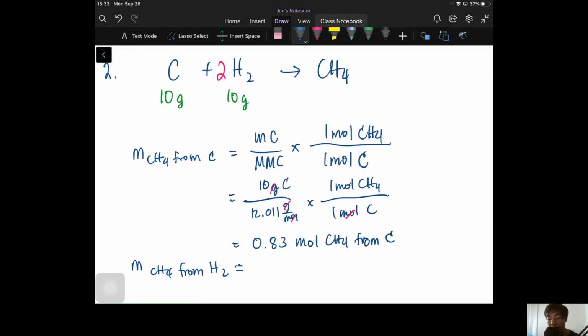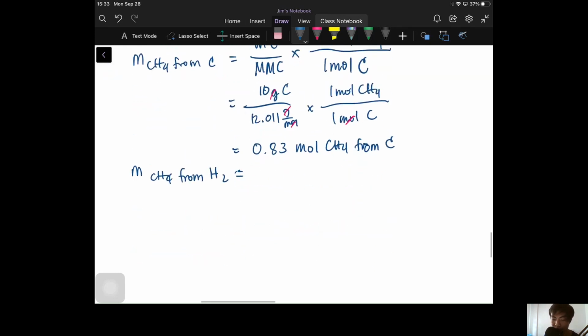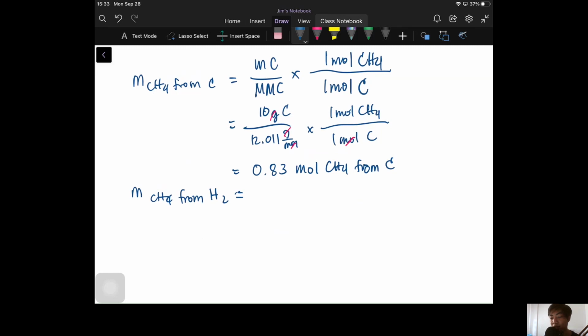Okay, so that is the only amount of product that we can form from carbon, from 10 grams of carbon. So let's try hydrogen gas. Paano uli? You convert your reactant, yung mass, gawin mong moles ng reactant. Then after having the moles of your reactant, you will convert that to the moles of product using the stoichiometric factors or the stoichiometric relationships.